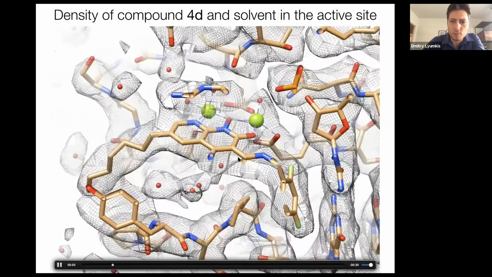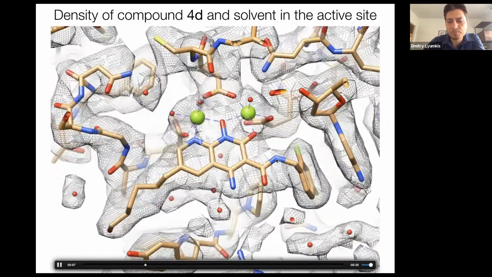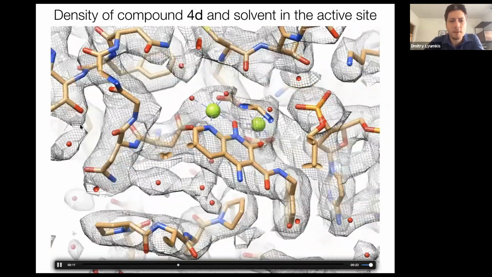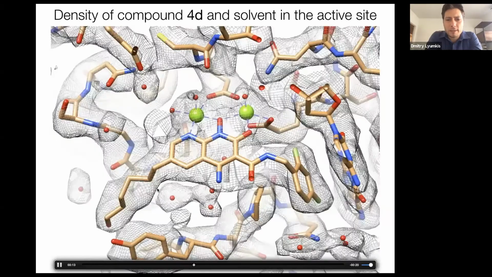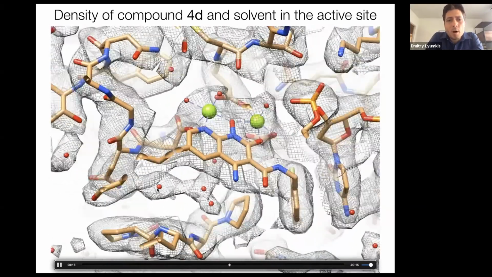And here's just a movie showing the density around the active site. So again, this is the drug. This is our leading developmental compound 4D. And these are the 2 magnesium ions. And then throughout the active site, we see many water molecules.